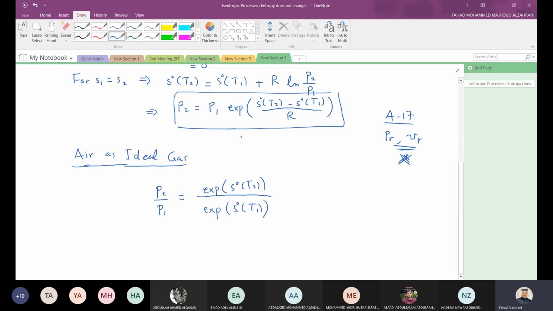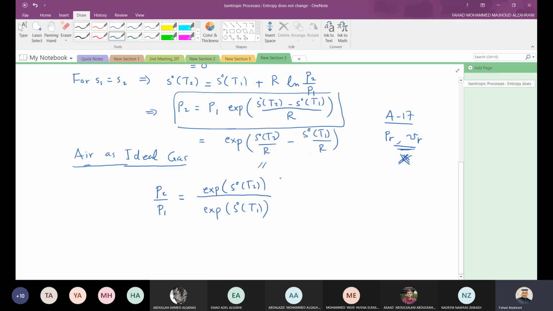I just rewrote this one as exponential of s naught T2 over R minus s naught T1 over R. So this one equals this one. This is math, يعني nothing new here. Okay?